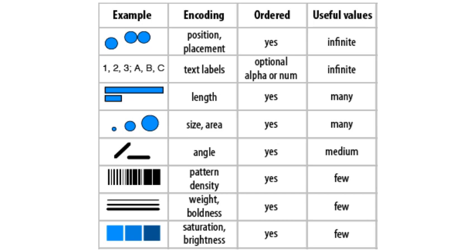So if we look at something like position and placement, it has infinite numbers because there are infinite, I guess, hierarchies of details. Text labels is infinite as well. Length has many because we're quite good actually at judging differences in length. Size and area has many too, but you might want to be careful with that because too many things on a chart might remove the effectiveness of it.